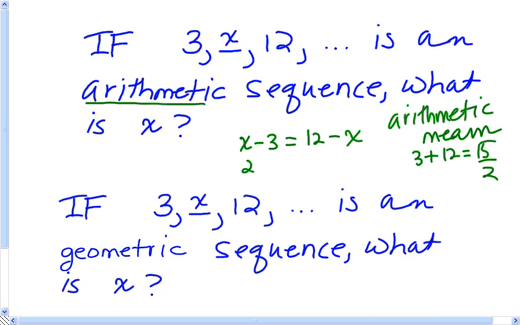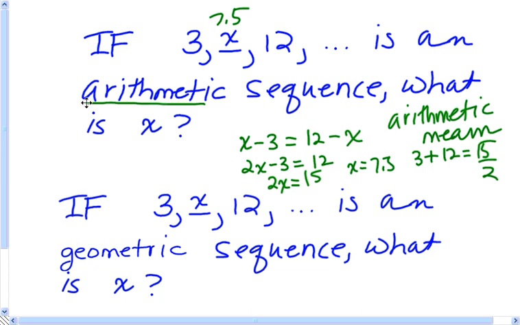If I add x to both sides, then I'll get 2x minus 3 equals 12. And 2x is equal to 12 plus 3, which is 15. And then x is equal to 7.5. So x can be replaced by 7.5 if this is an arithmetic sequence. We would be adding 4.5 each time.